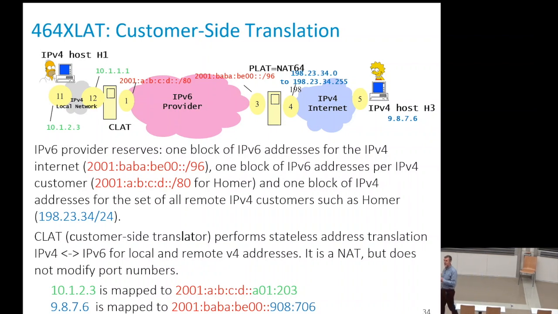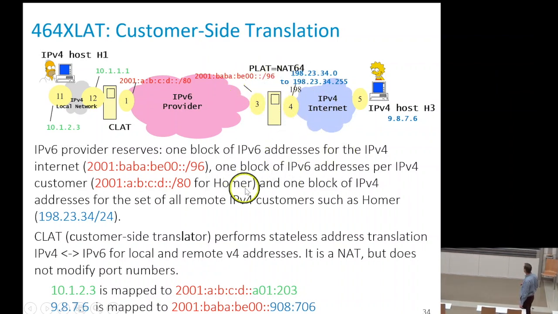Well, because IPv4 addresses are 32 bits. So if you have a prefix of 96 plus 32, that gives 128, which is an IPv6 address. So that's the first thing that the provider needs to do.